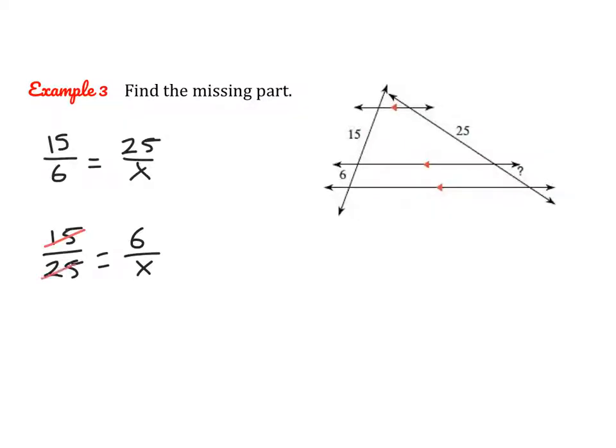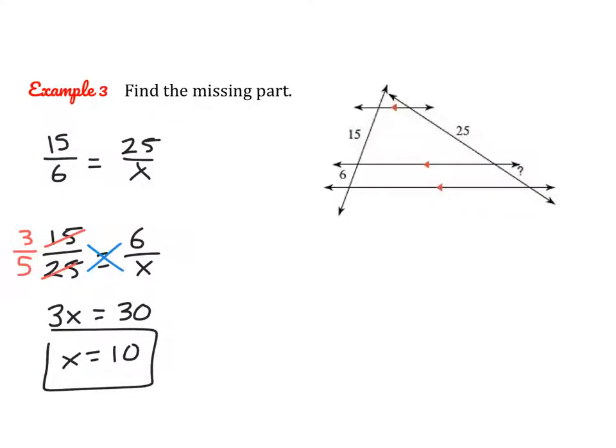I'm going to simplify by dividing by 5. So we get 3 over 5. And then we can cross multiply. So we get 3x equals 5 times 6, which is 30. So x equals 10, which would be the same exact answer as if you solved the other proportion. Like I said, there's a lot of different options here with how you set them up.